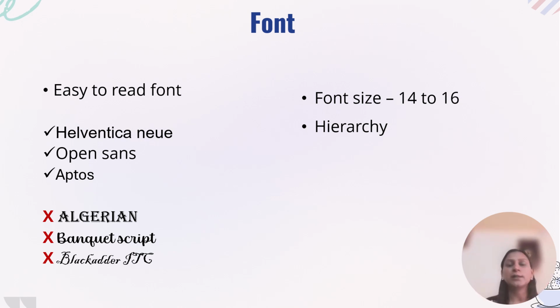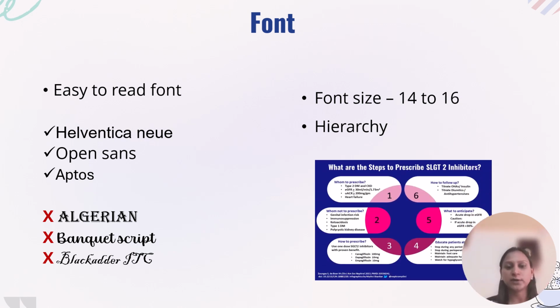And this font size also helps us in maintaining hierarchy. So for example, if you see here, the title has a greater font size and then the subsections have, so the font size of the title is approximately 24 here, and if you look at the subsection it is 20 and the font size of the text below is 16. So the font size also helps in maintaining the hierarchy of the content in your visual.